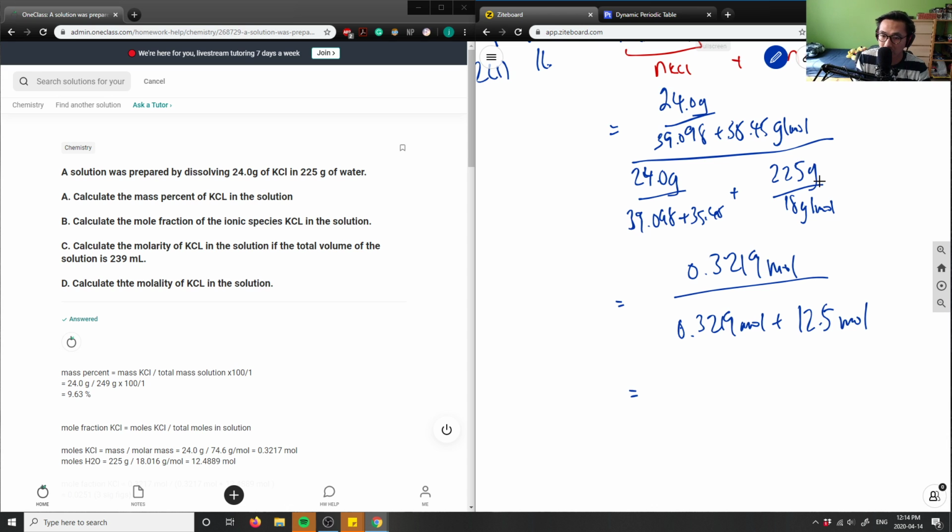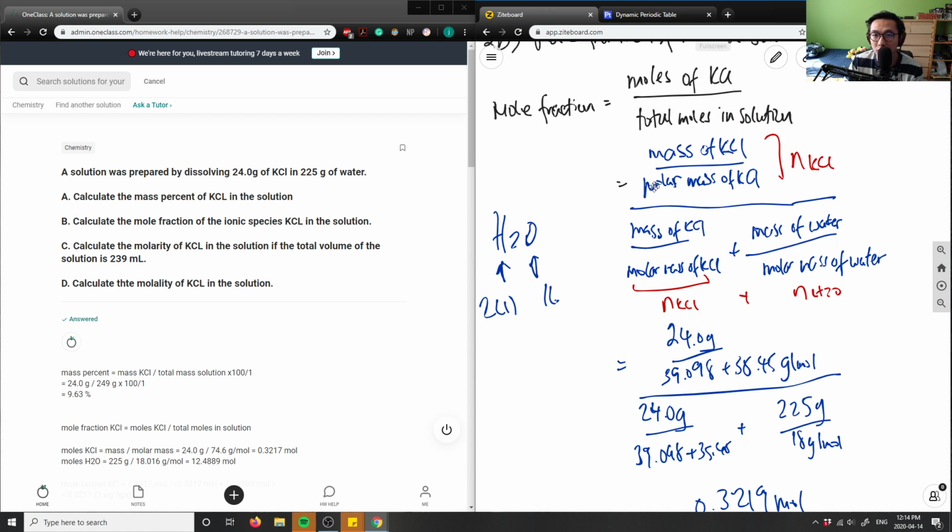And then this equation becomes really nice, right? I have 0.3219 divided by 0.3219 plus 12.5. I'm going to get a value of 12.8219. Then I just have to divide the two numbers: 0.3219 divided by 12.8219 gives me 0.0251, which is my mole fraction for this question.